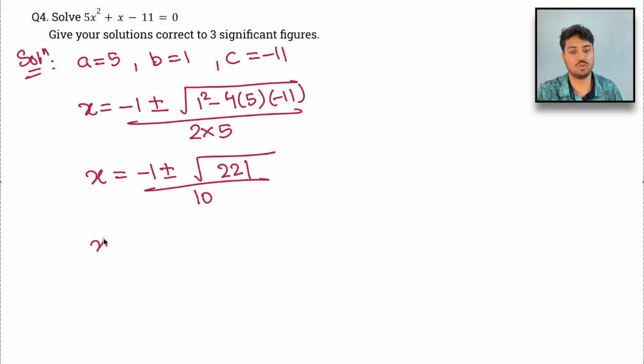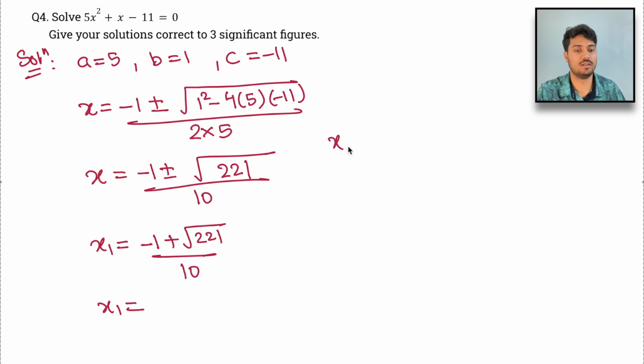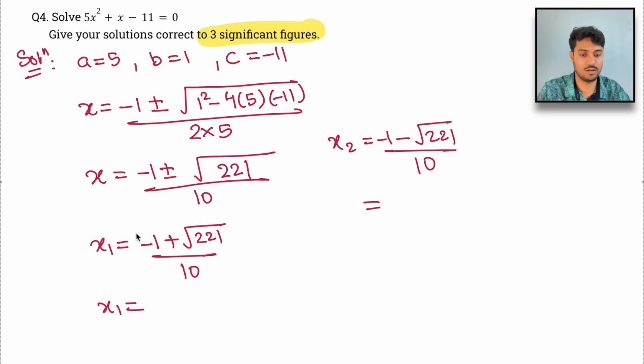So x1 value is going to be negative 1 plus root 221 by 10, and x2 will be negative 1 negative root 221 upon 10. Let's try to find the answer. This time it says write correct up to 3 significant figure. So let's check with the first one. X1 negative 1 plus root 221 divided by 10, and the answer is 1.3866 and so on.